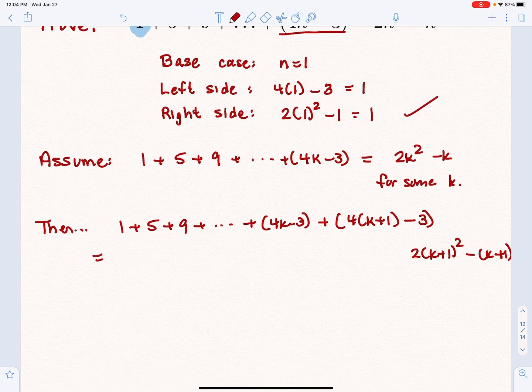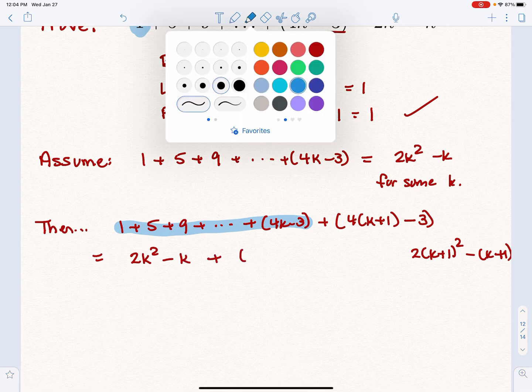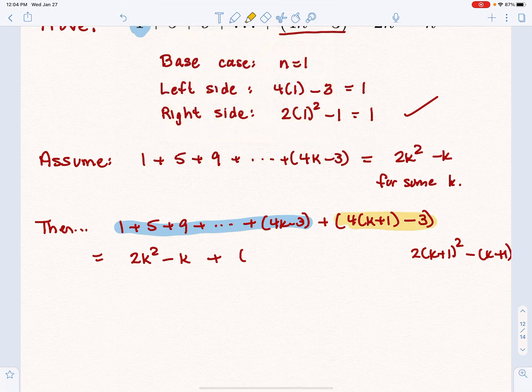So, use what we know first. We know that all of this, by the induction hypothesis, can be replaced with 2k squared minus k. And then we're left with this guy over here, which I'll highlight in a different color. That guy over there is 4k plus 1. So that's simplified greatly. And now we have 2k squared plus 3k plus 1. Well, that's not what we want. We want that other thing over there.